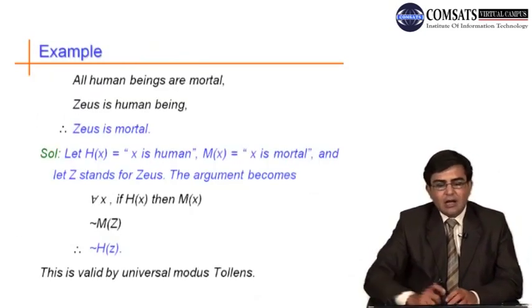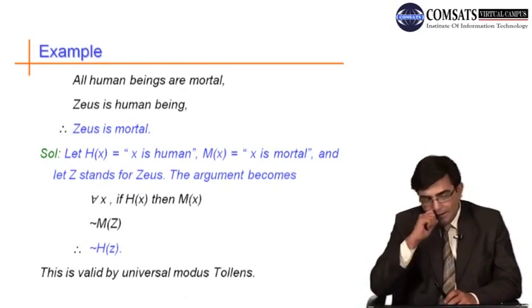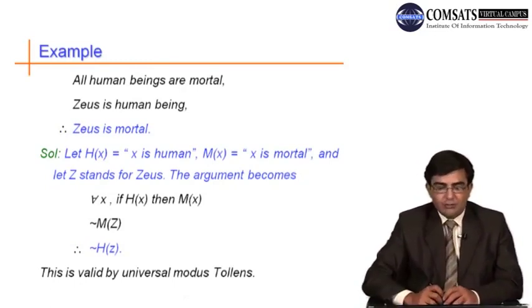An example of this: all human beings are mortal. Zeus is a human being. Therefore Zeus is mortal. This is universal modus ponens.